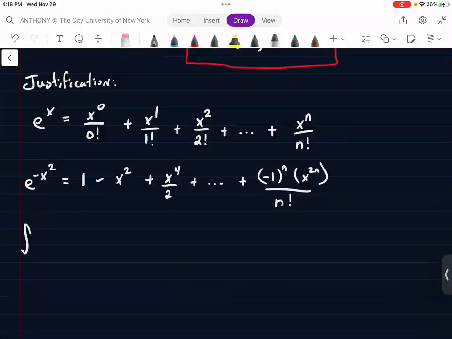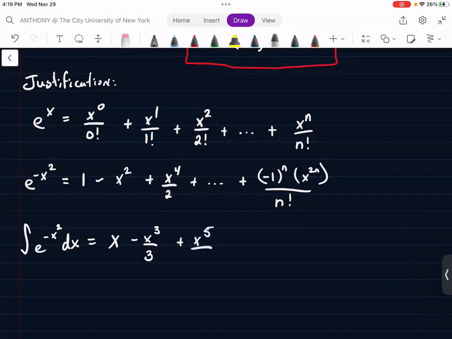The integral of e to the negative x squared dx. Well, what is the antiderivative of 1? x. What is the antiderivative of negative x squared? Negative x to the third over, now be careful here, this one would have been over 3, so that's legit. Your next term would have been x to the what power?